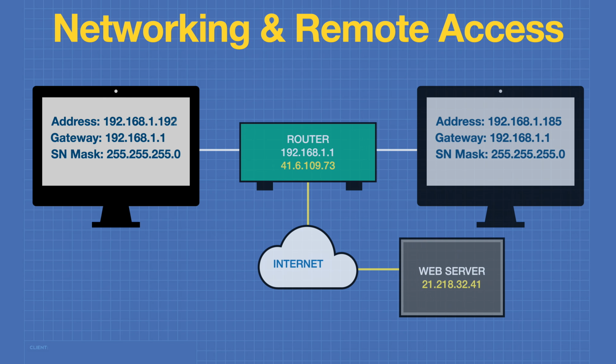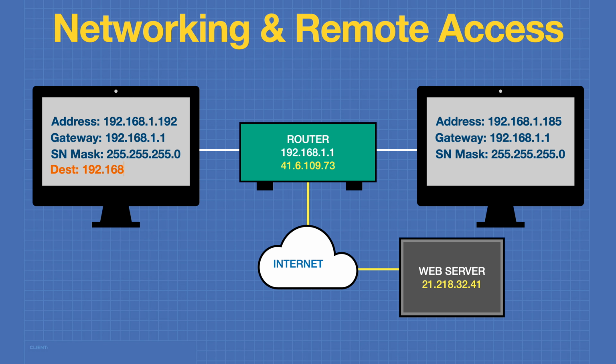Here's an example of this configuration. In this configuration, we have a router, we have 2 local machines, and a web server on the internet. To send the packet from one workstation to the other, the subnet mask is applied.